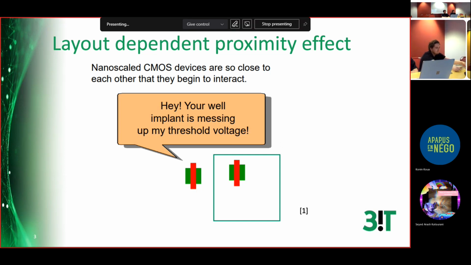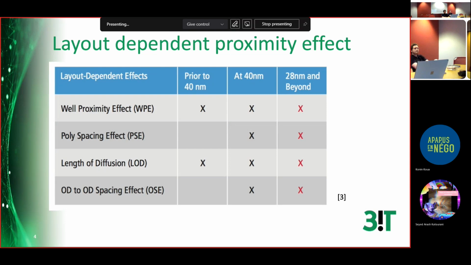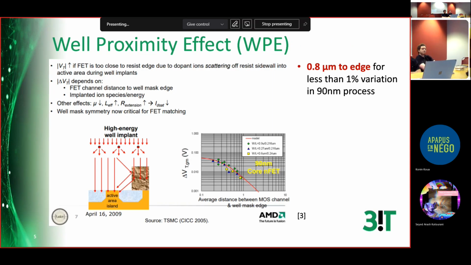So next one. Yeah, next one. So I think we already talked about the well proximity effect.